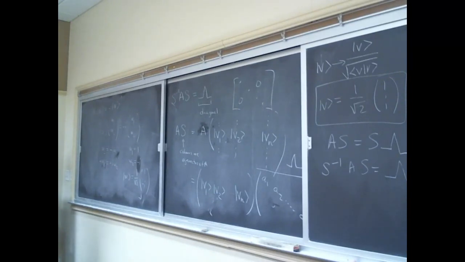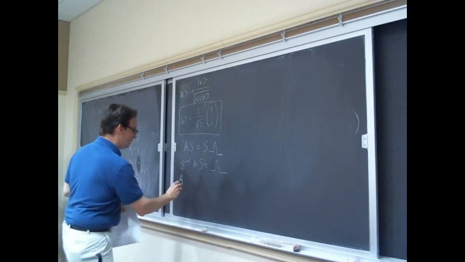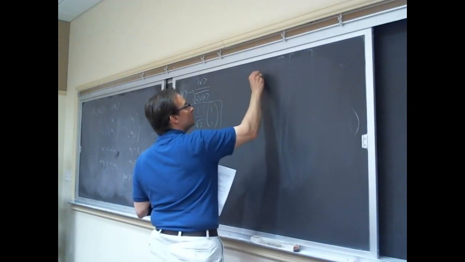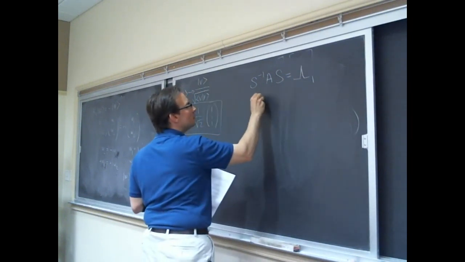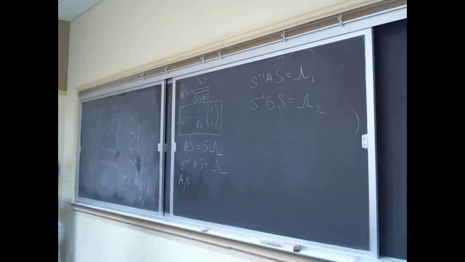Now, here's the key thing. Let's think about two operators, A and B. And let's assume that it's actually possible to diagonalize them using the same S. So let's assume that that's possible. We have two operators, and they're both diagonalized by applying the exact same operator S to them. What's the consequence of that?